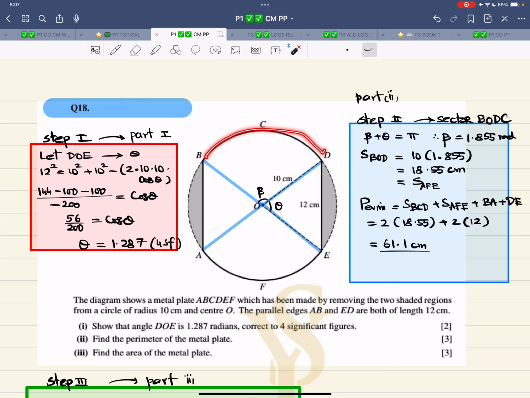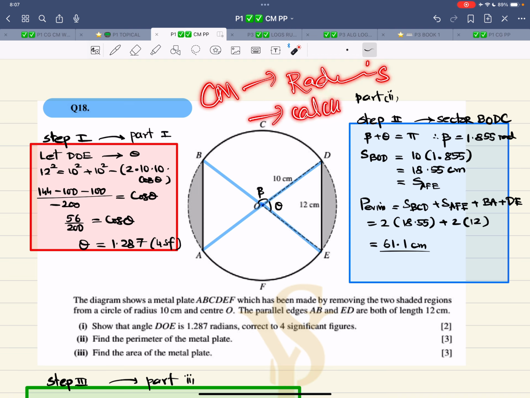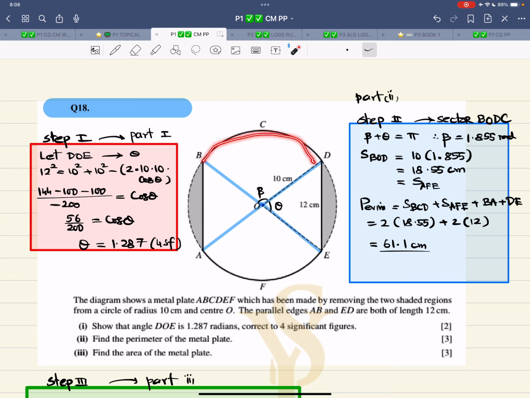The arc length s equals r theta, provided theta is in radians, which is a must for circular measure. The angle should be in radians. The calculator should be in radian mode. No compromise on this. So now we have BCD, that's the same thing as AFE, that is written twice. So I have written it once and multiplied it by 2. Similarly, BA and DE are exactly the same. Add it all up. This is correct to 3 significant figures because that is the rubric, the set of instructions, the rules that are written at the beginning of the question.